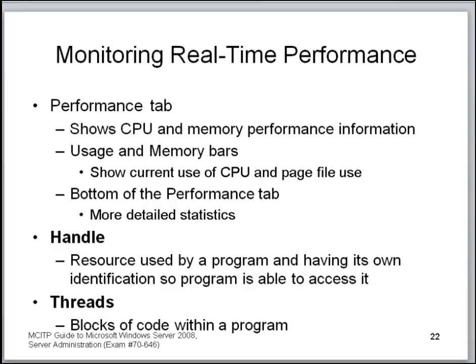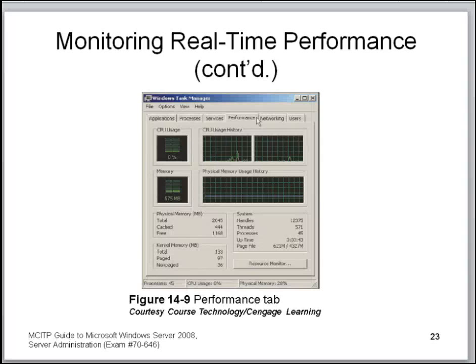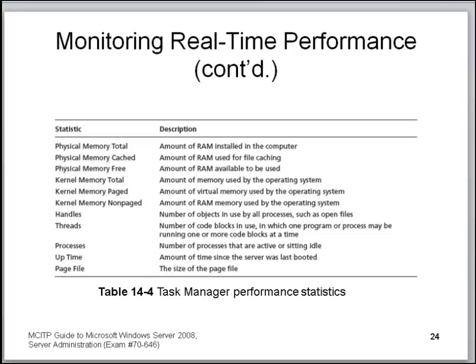And then the performance tab, the CPU and memory performance, usage bars. A handle shows the handles and the threads. The handle is the resource used by the program, having its own identification, so the program is able to access it, and then threads are blocks of code within the program. Monitoring real-time. Physical memory, and this I think is in the book.